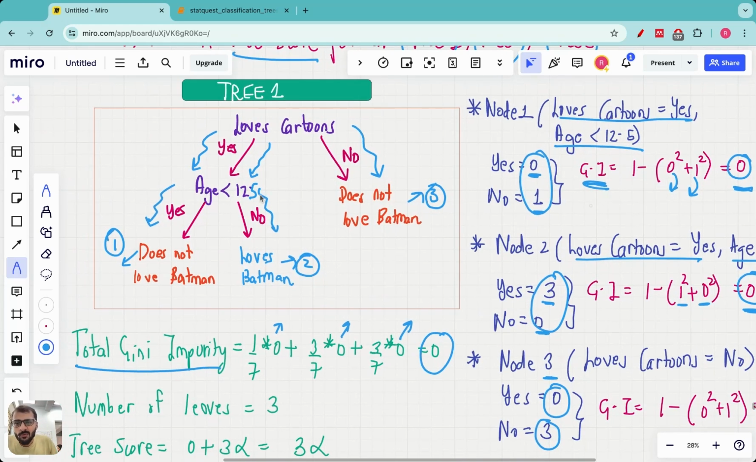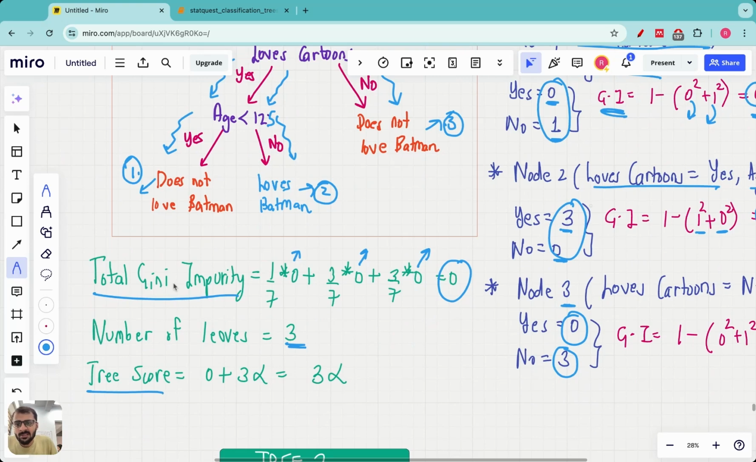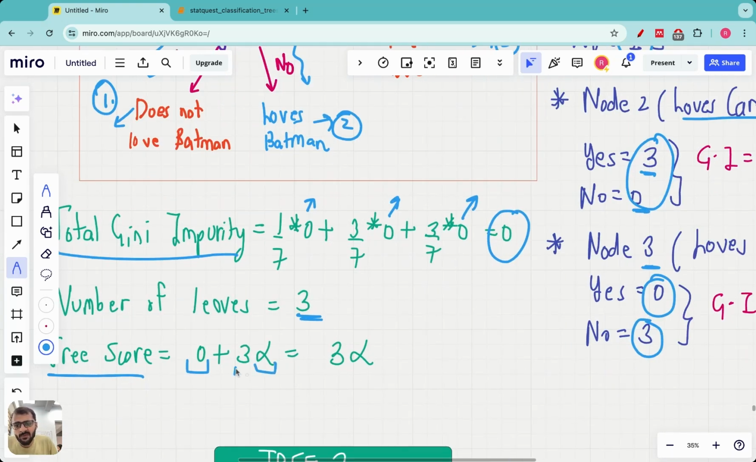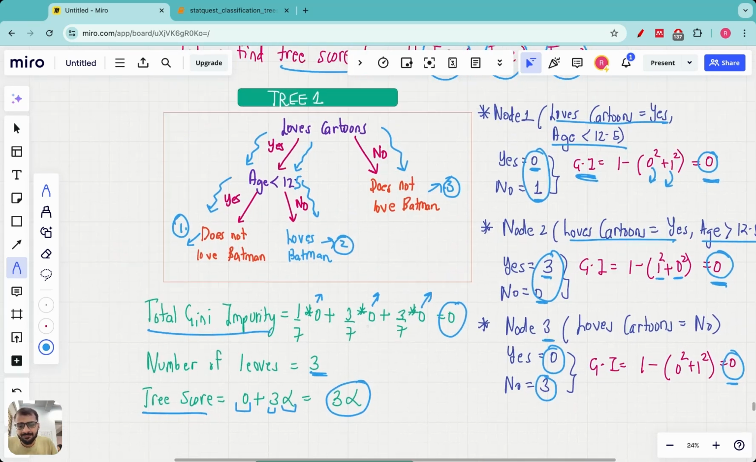The number of leaves in this tree are 1, 2, and 3. So there are 3 leaves. So the tree score is the sum of the total Gini impurity plus alpha into the number of leaves. So it's 0 plus 3 into alpha, which is 3 alpha. That's the tree score for tree number 1.